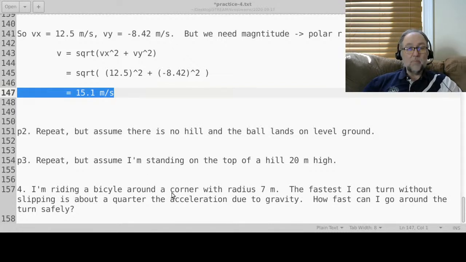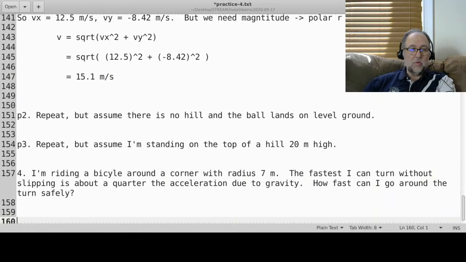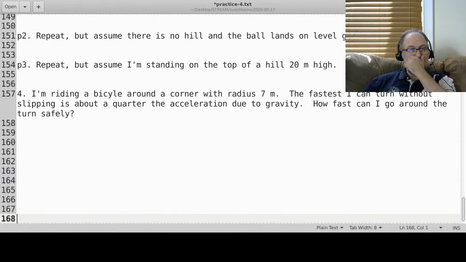It doesn't take long. I'm riding a bicycle around a corner with 7 meters radius. The fastest I can turn without slipping is about a quarter of the acceleration due to gravity. That's the most acceleration before I start to slip. So it's a quarter of g. How fast can I go around the turn safely? Whenever I say how fast, it means velocity. This really is easy. You don't need a diagram. Let me just cut and paste the solution here.